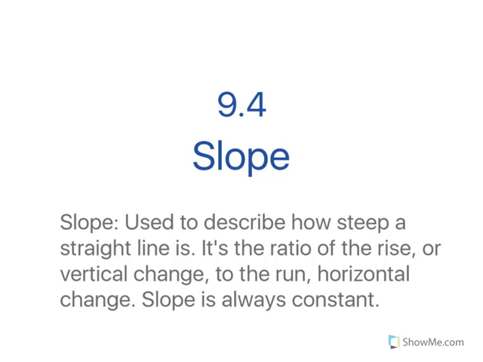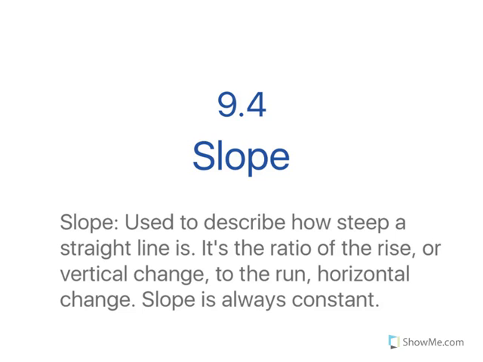This lesson is on section 9.4 titled Slope. So we're going to go right ahead into what slope is, and hopefully this should be a review. The slope is used to describe how steep a straight line is. Kind of think of what's the slope of a ski hill or slope of a mountain, how steep that is. It's the ratio of the rise, or the vertical change, to the run, or the horizontal change.